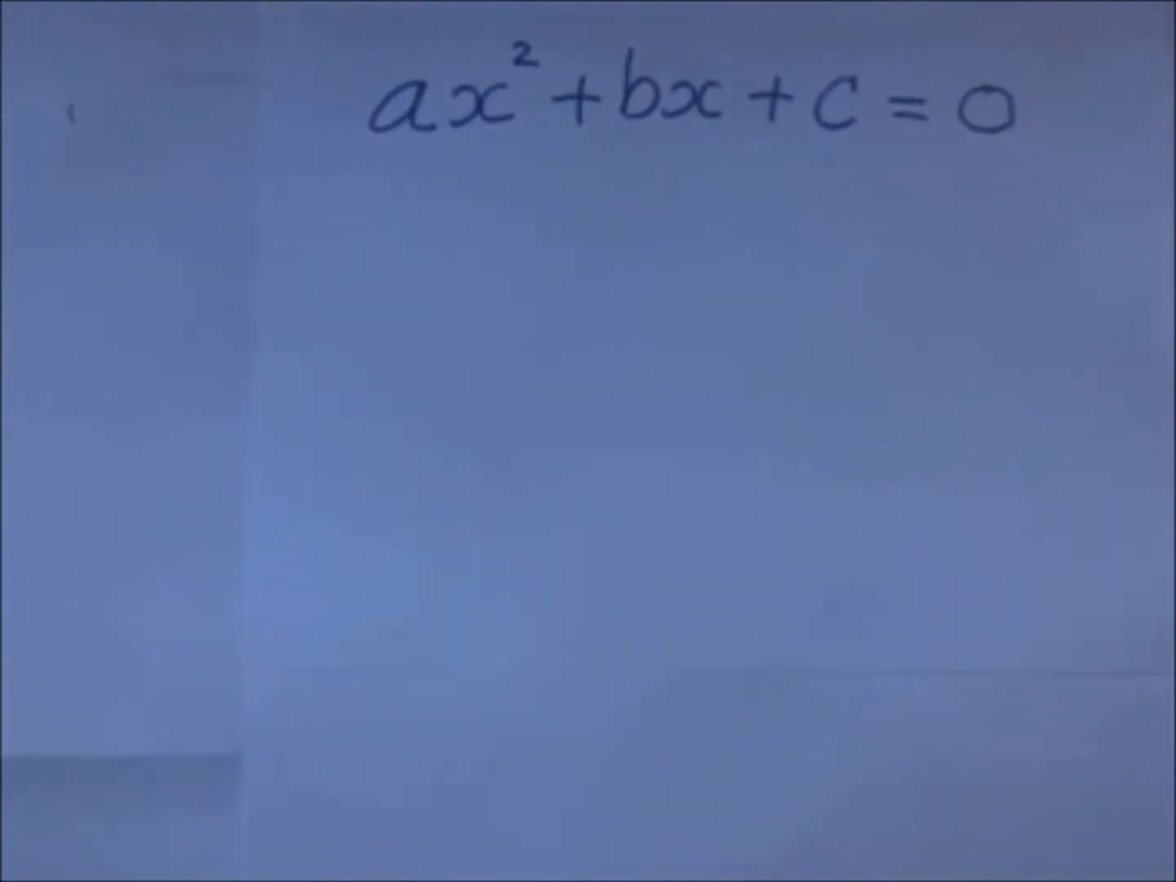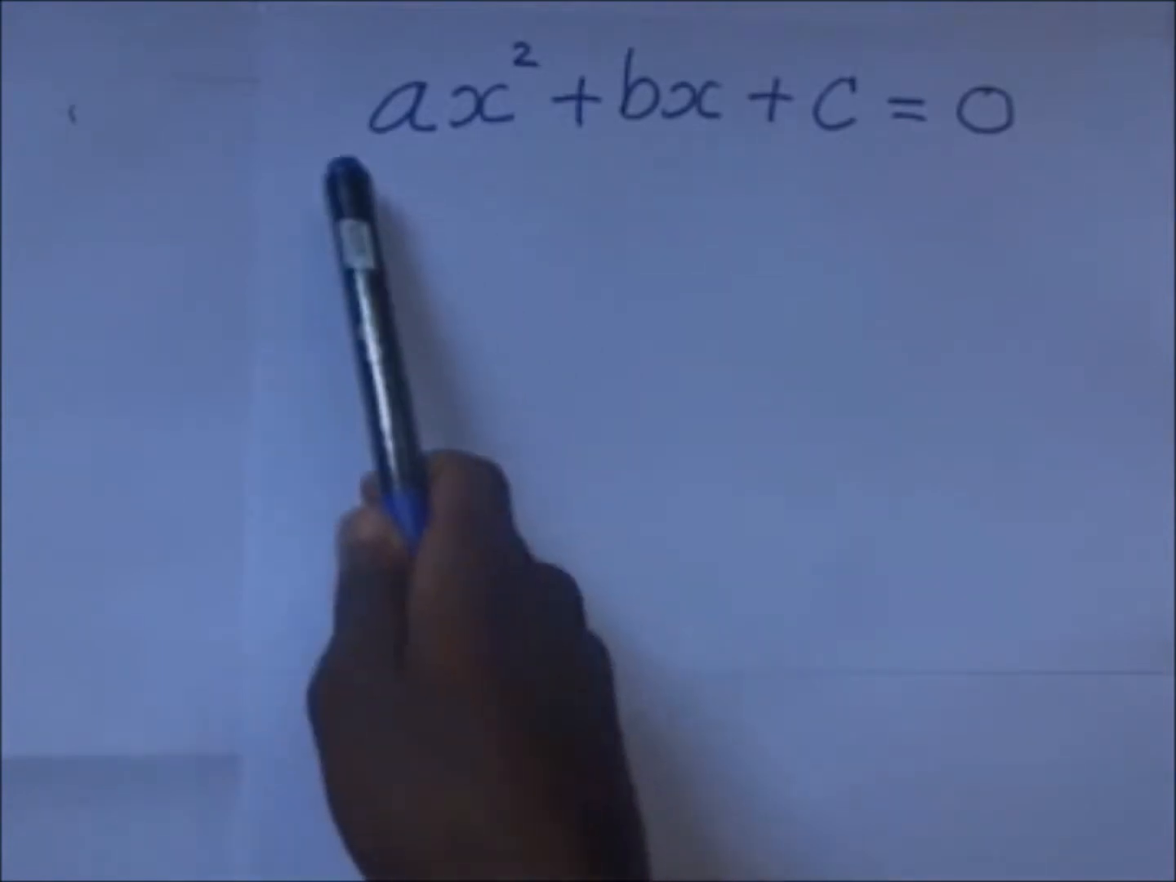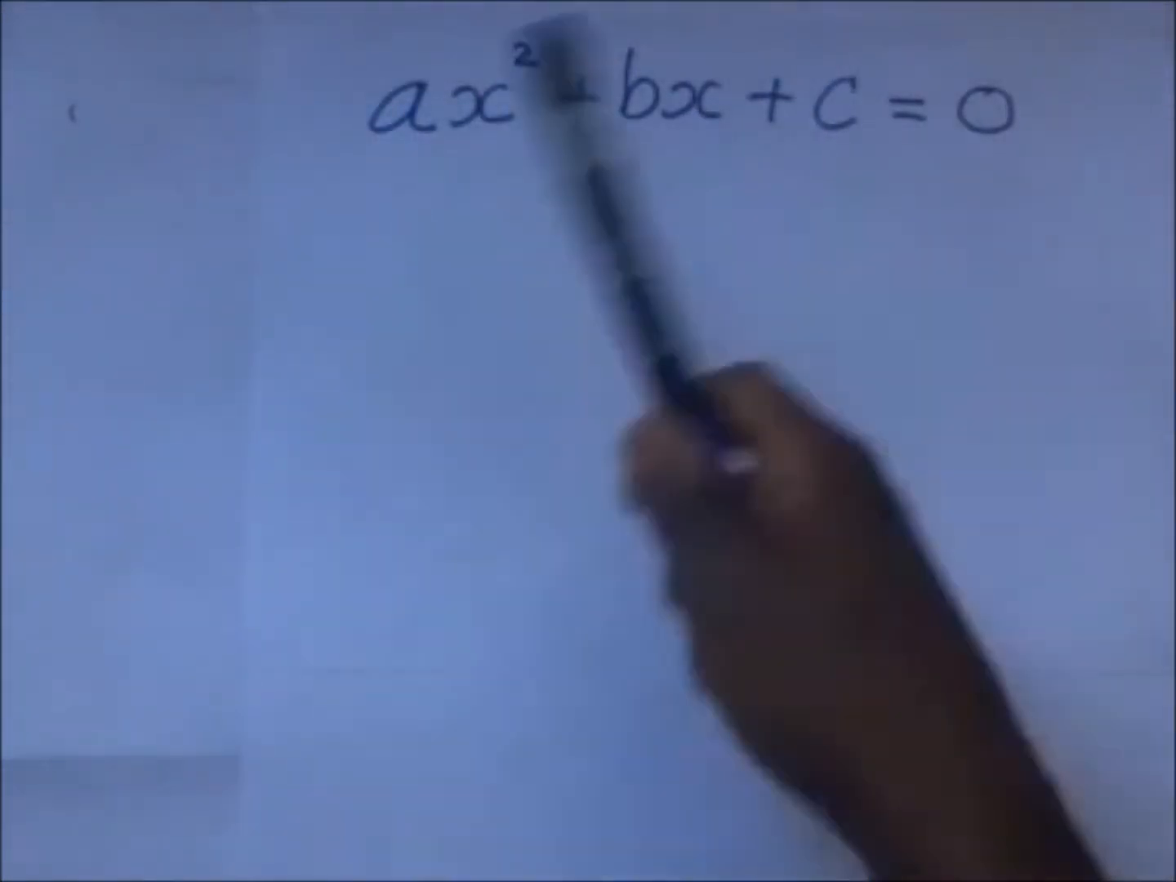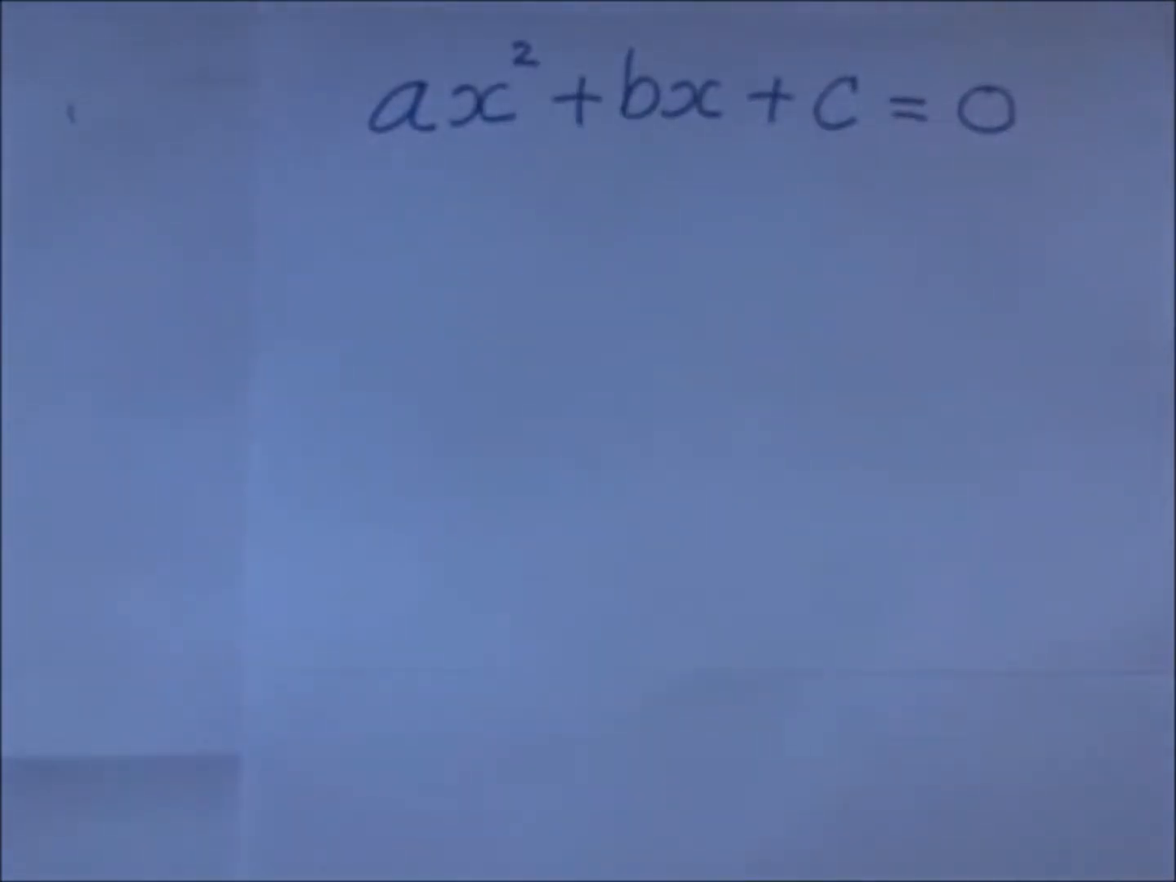Now when we are deriving the quadratic formula, we are going to attempt to solve this general form of the quadratic equation by completing squares. Through completing squares, the expression we shall come up with as the value of x will be the expression for the general quadratic formula.